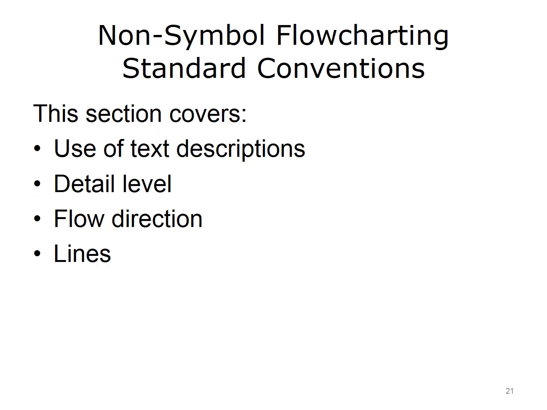ISO 1985. In this section, we will cover non-symbol conventions of flowcharting. These include use of text descriptions, indication of detail level, flow direction, and lines. These conventions are just as important as standard symbols. Not using them leaves the impression that the analyst is not familiar with the standards.